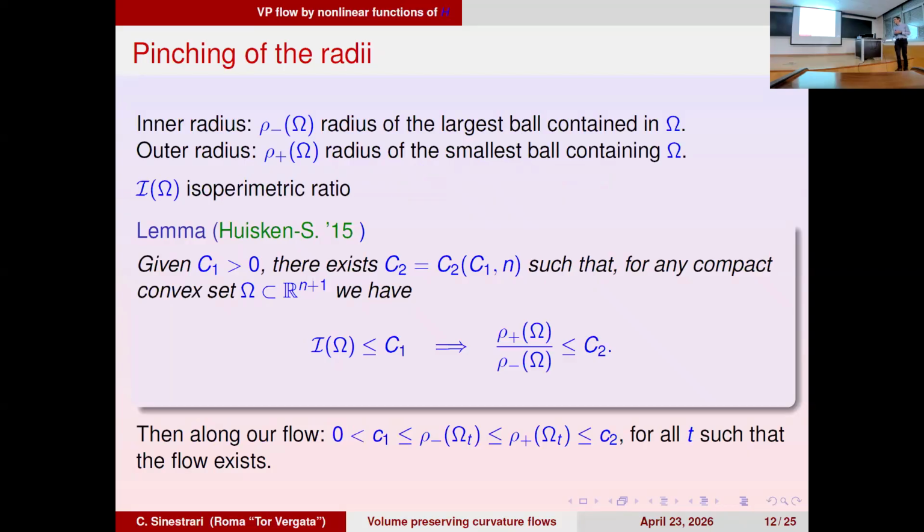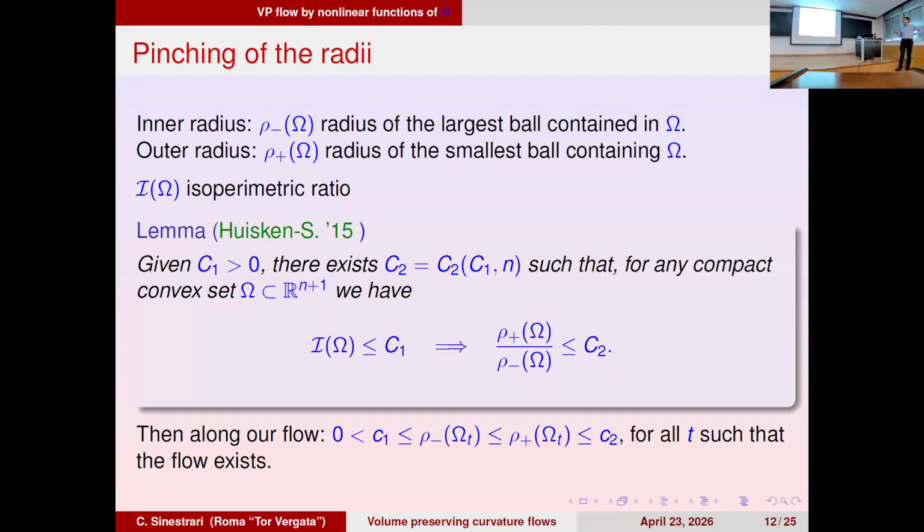This can be defined also for a general body, but it's mainly useful for convex bodies, to consider the largest possible ball inside and the smallest possible ball outside, and call rho minus and rho plus the radii. Then it is fairly easy to see that if you have a bound on the isoperimetric ratio, you also have a bound on the ratio between outer and inner radii of our body. This implication uses convexity, otherwise it would not be true.